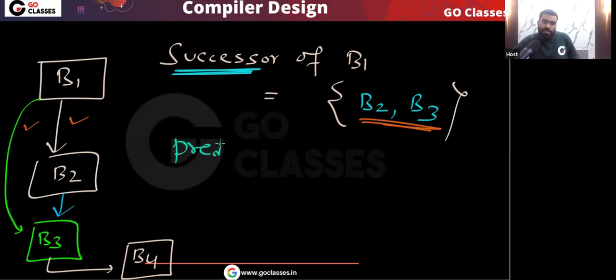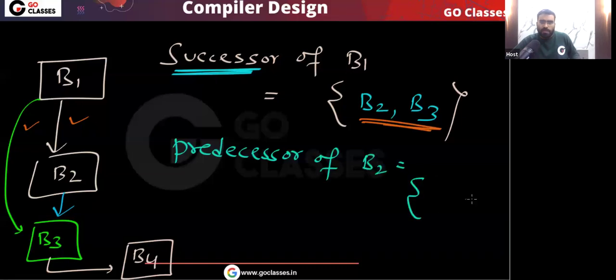And what is the predecessor of B3? The predecessor of B3 will be B1, B2. Yes or no? Is this clear? So the concept is very simple, right?